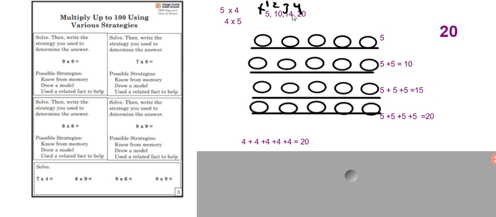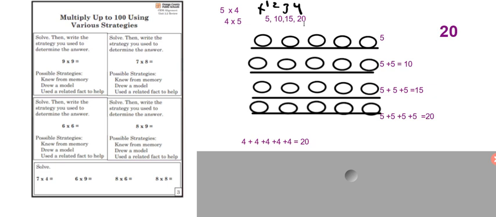I typed a number 4 instead of typing a number 5. So I'm going to fix that. I'm so sorry, guys. Okay, 5, 10, 15, 20, which is the same thing, like I just said, as saying that 5 times 4 equals 20. 5 times 1 equals 5. 5 times 2 equals 10. 5 times 3 equals 15. 5 times 4 equals 20.